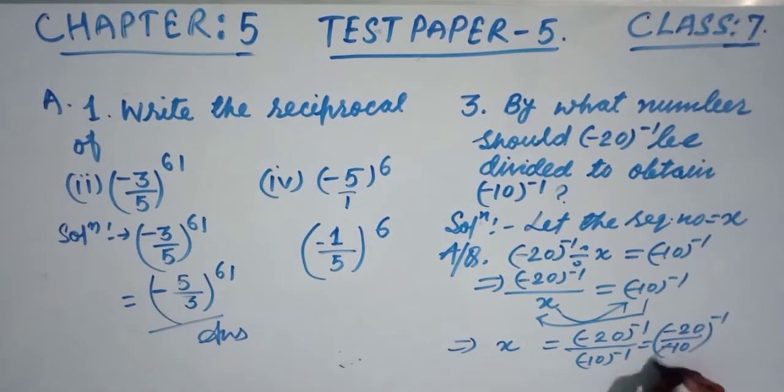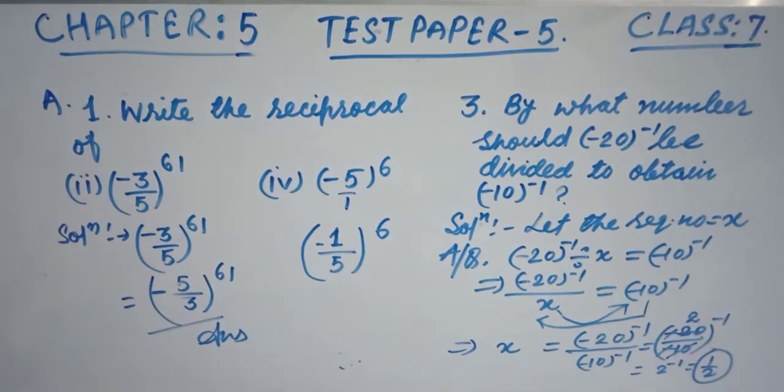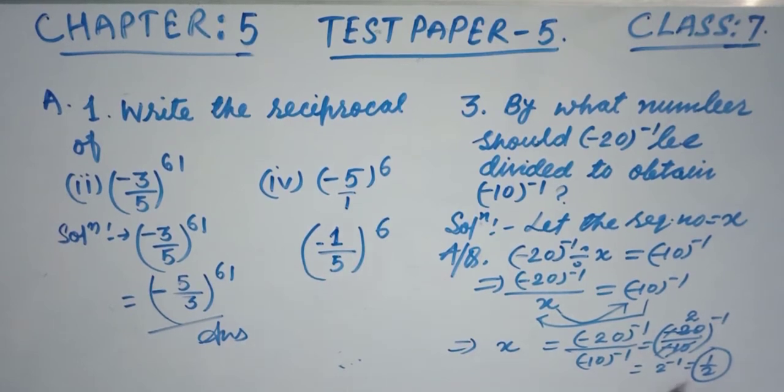So this minus will get cancelled. 20 divided by 10 is 2, so 2 raised to the power minus 1. 2 raised to the power minus 1 can be written as 1 by 2, friends. So this is your answer, 1 by 2. Finally we get 1 by 2, and we can match the answer from the last page of the book, test paper 5, question number 3. So this is the correct answer. I hope you understand.